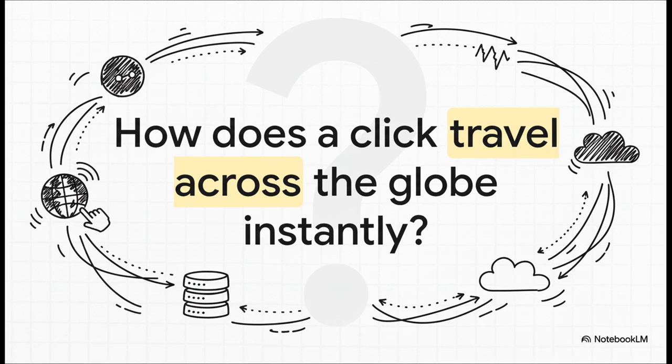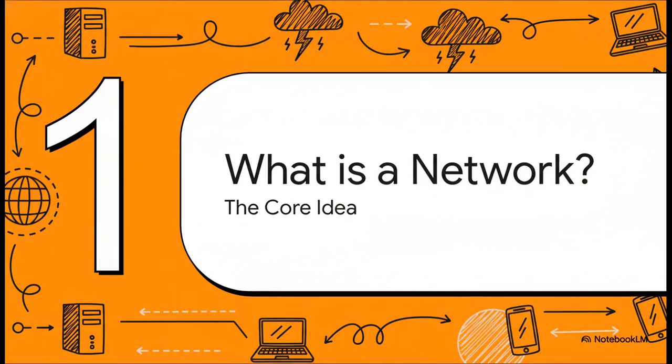You click a link and a website from halfway around the world just appears. But how does that actually happen? How does one little click travel all that way in the blink of an eye? Well, that's the big question we're going to tackle together. Let's dive in. All right, so to understand how that global click works, we've got to start small.